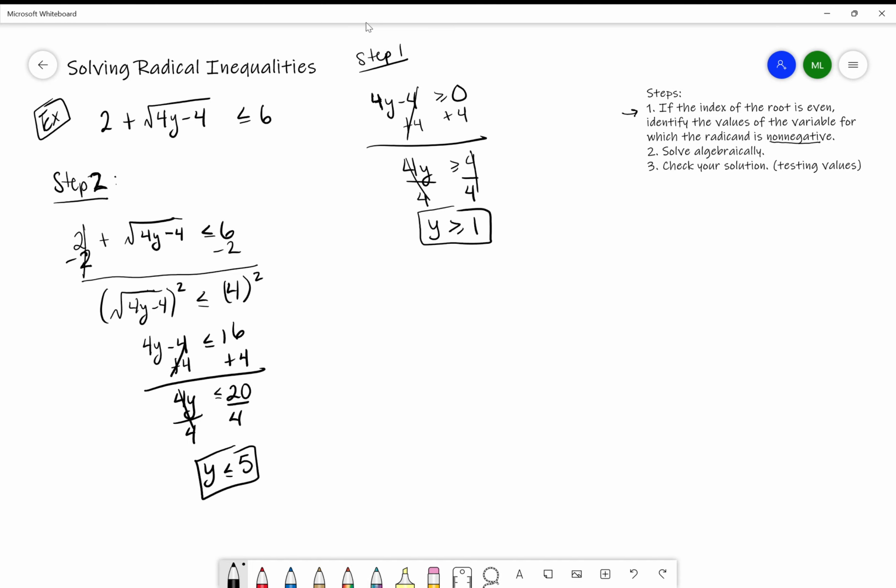So we did step 1. Steps 1 and 2 actually tell us where we're going to find our solutions. Step 3, checking your solution. Now this is where we hit the jackpot: testing the values, because you want to see which one is going to work. You have two boundary values, 1 and 5. What do I mean which one is going to work? In step 3, a visual helps first off.